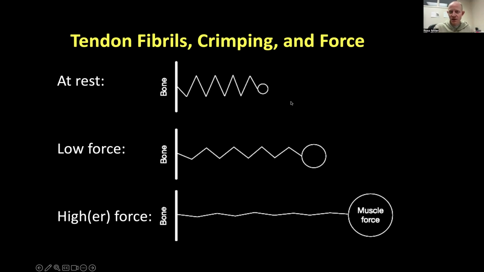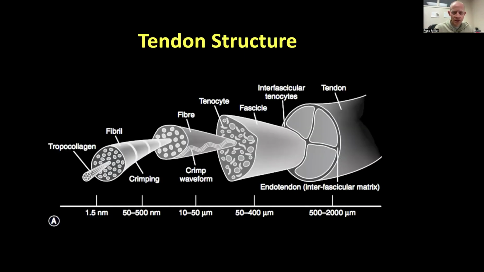It starts in this heavily crimped state when it's unloaded. And then as you apply larger and larger forces to stretch it, those crimps uncrimp, allowing the entire thing to get a little bit longer. So that is what's happening here at this fiber slash fibril scale.